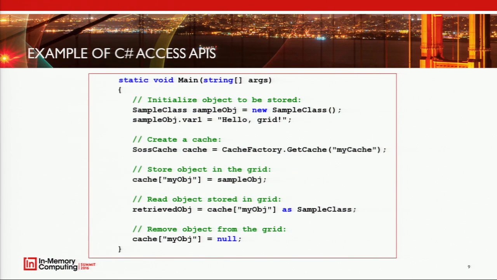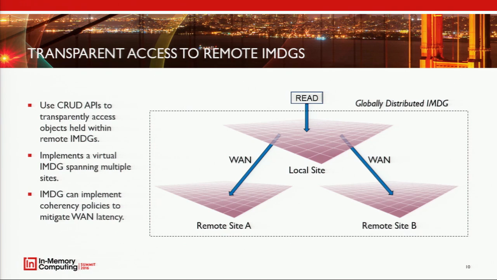For those of you who are interested, here's the C# version. And notice that we've overloaded the indexer notation in C# so that a grid collection now looks very much like a pure in-memory collection. In fact, it's virtually indistinguishable. And that is very useful syntax for applications. Now, here's another thing you can do with the basic access model: you can access remote grids over the WAN and make them all look like one virtual in-memory data grid. So there's a lot of power with these CRUD APIs.